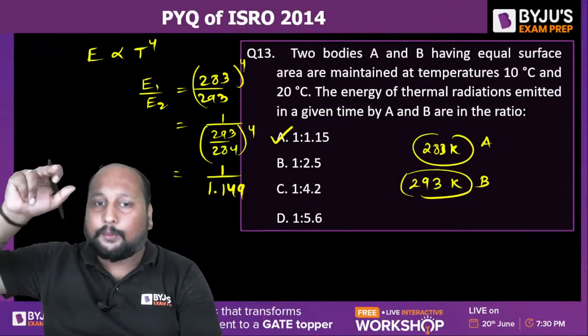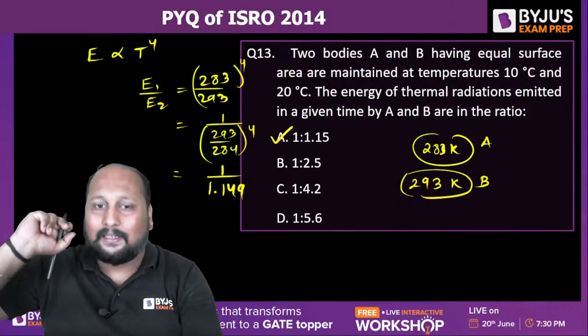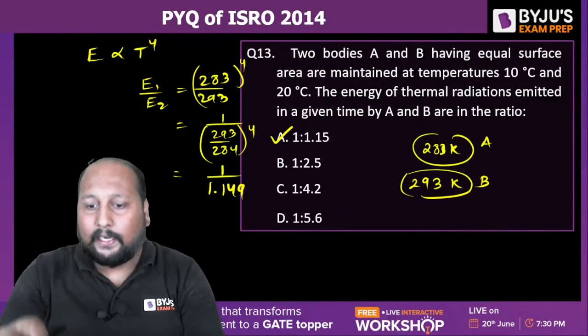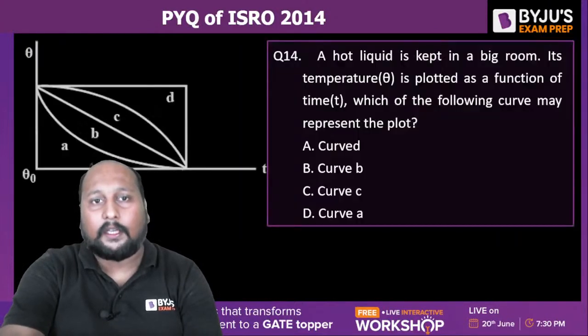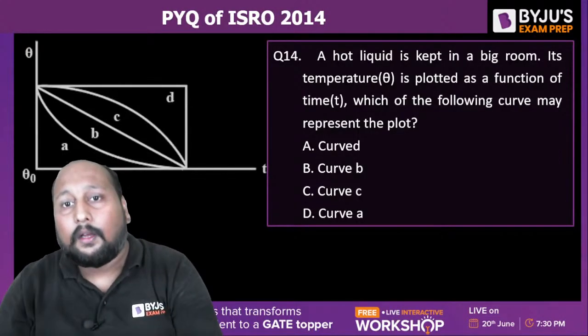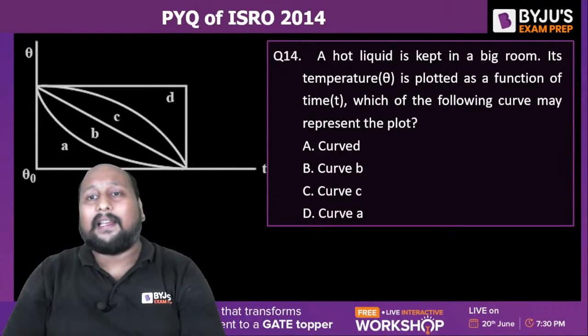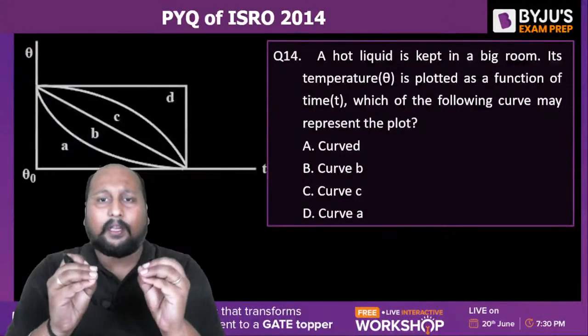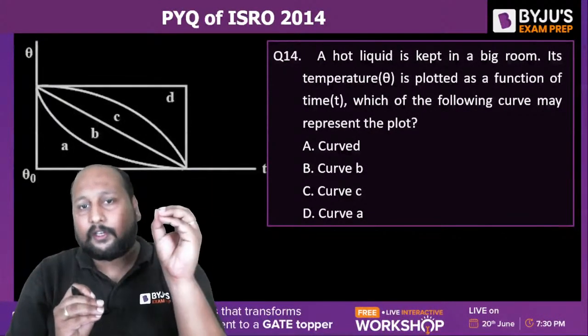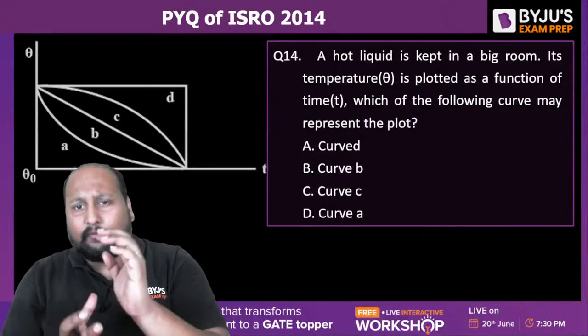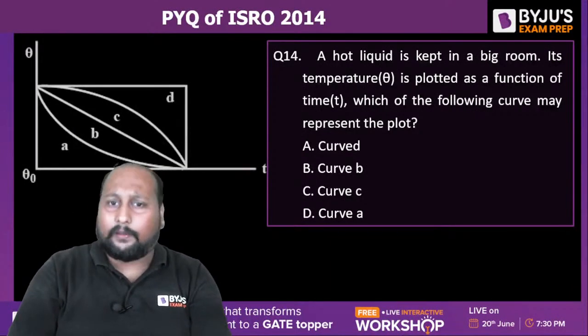How we have eliminated option B, C and D? Are you able to understand this? Chalo, next question on the screen. Question number 14 is from the concept of heat transfer. A hot liquid is kept in a big room and its temperature theta is plotted as a function of time. Which of the following curve represent the plot?